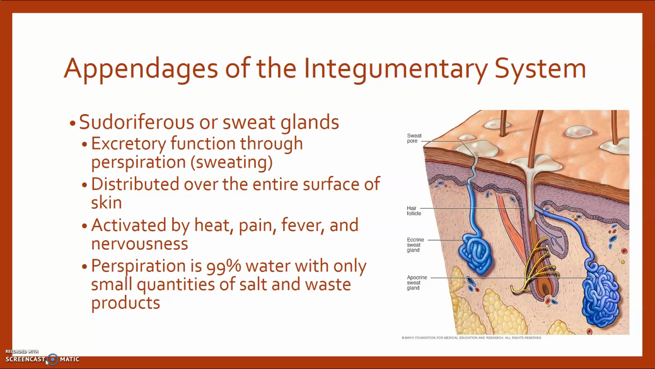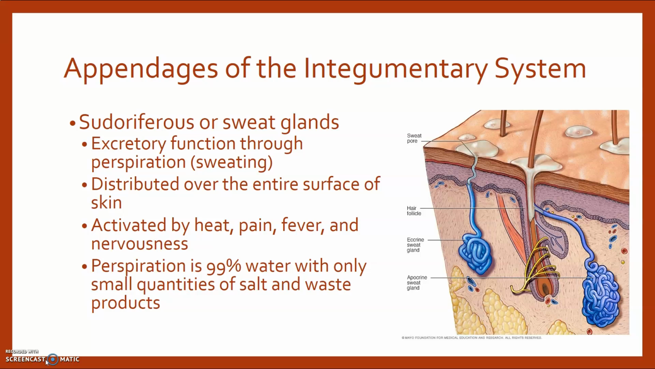We're now going to look at two different types of glands that are located within the skin. The first type of gland is called the sudoriferous or sweat glands. And these glands are important because they are a primary way of how the skin helps to regulate body temperature. These sudoriferous glands are involved in the excretory function of skin. And this is due to how they cause us to sweat.